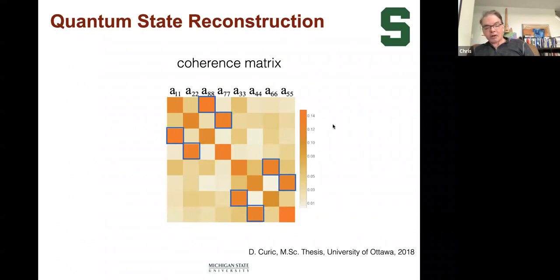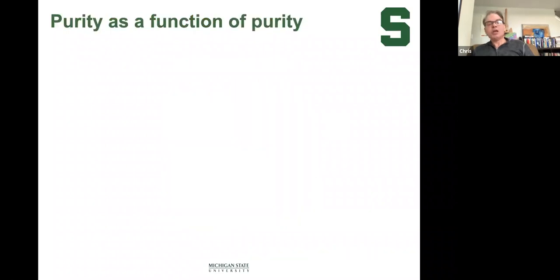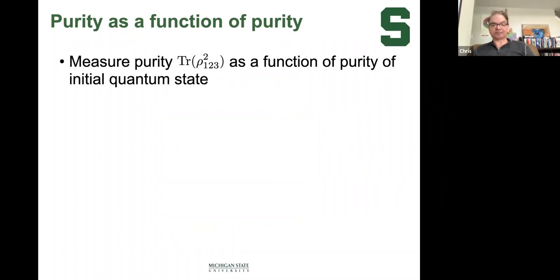All right, great. Now let's actually do a little bit of quantitative measurements. What we're going to do is calculate the purity of the density matrix of the 3 measurement devices as a function of the purity of the preparation of the initial state going into this device. The purity is, of course, just the trace of the square of the density matrix.